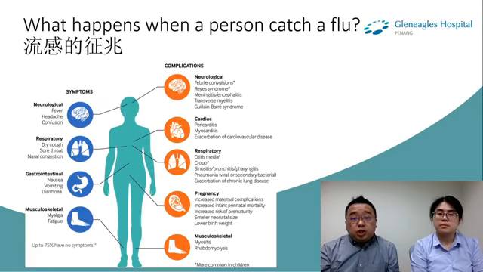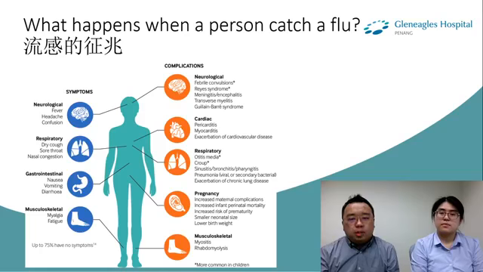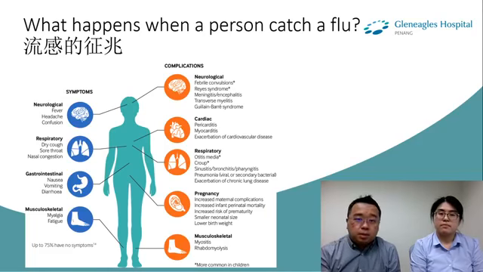What happens when a person catches the flu? In general, or most of the time, when a person catches a flu, it is very mild. They just present with fever, body aches, cough or runny nose, and after that, they'll resolve by itself in the next 10 days. But in certain cases, this flu actually affects the whole body system and things become more complicated and more serious. I'll explain a bit further.